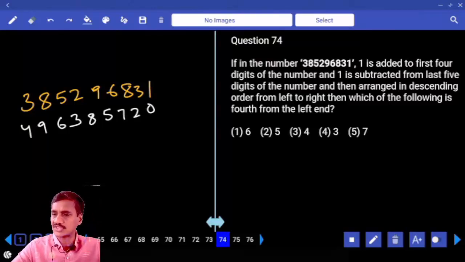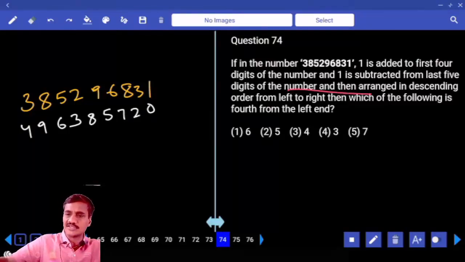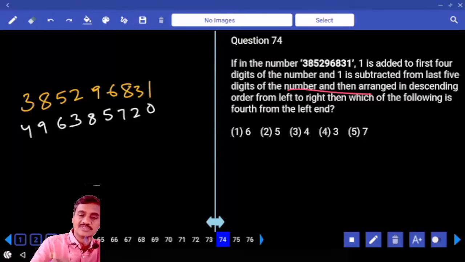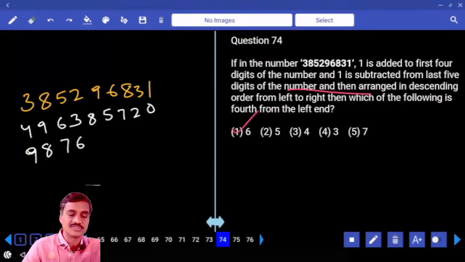Then all the digits are arranged in the descending order from left to right, that means highest to the lowest. Then which of the following is the 4th from the left hand side? 4th from the left hand side means in the descending order 9 is at the first place, next one is 8, next one is 7, and the 4th from the left hand side is 6, that is choice 174.